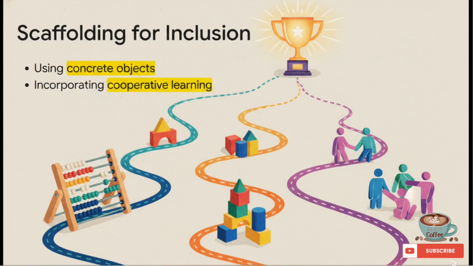We could set up a math salad bar where kids who need concrete objects can just go grab a rekenrek or some counting blocks. We can seamlessly weave in cooperative learning. The destination is exactly the same for every single student, but the vehicle they take to arrive there, we can tailor that to fit their unique learning needs.